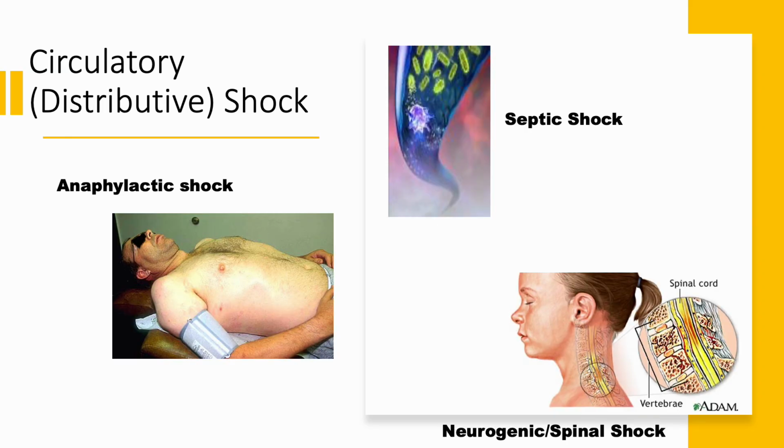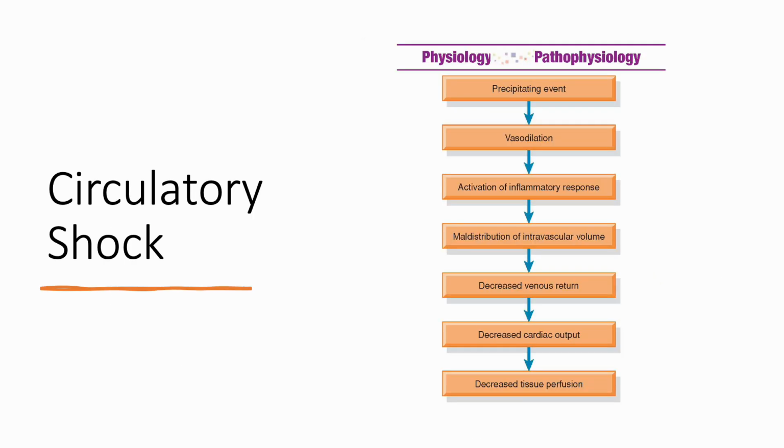Okay, now let's talk about circulatory or distributive shock. Circulatory shock involves a precipitating event, which could be an infection, anaphylaxis, or spinal cord injury, and that triggers the shock state. This leads to widespread vasodilation, which reduces vascular resistance. The inflammatory response is activated, causing further complications.